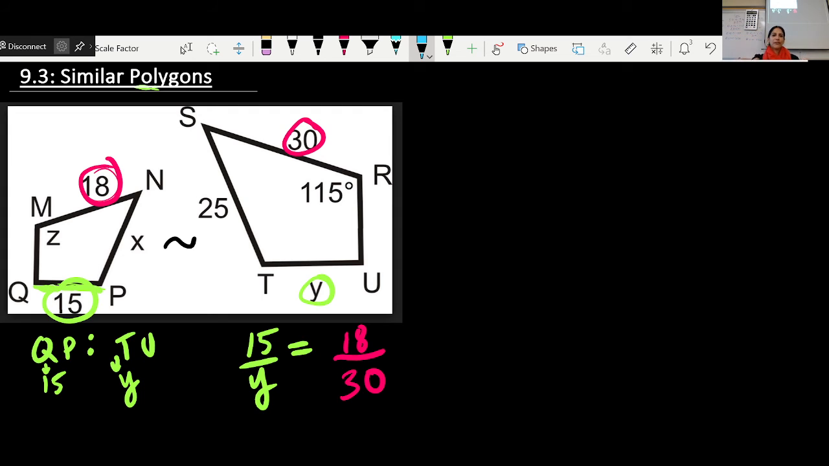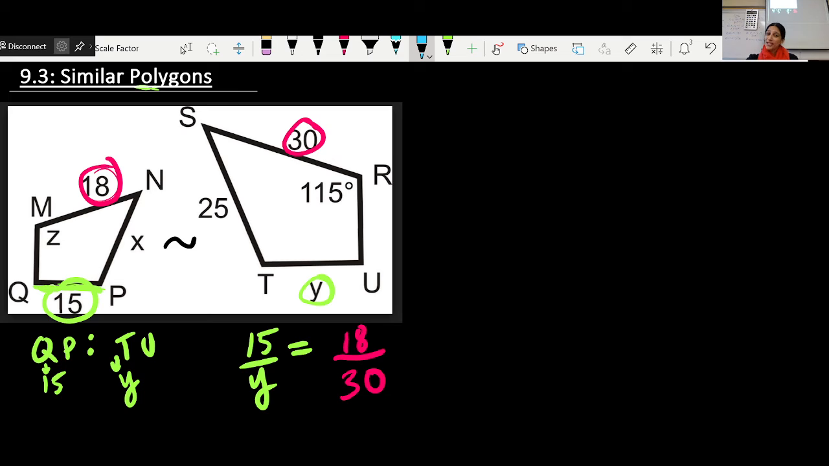I could have done y over 15 equals 30 over 18, which probably is the smarter choice. Do you see the reason for that? It just makes it so there's less work for us to do, right? But I want to practice our algebra skills. So we don't like having y at the bottom. How do I bring it to the top?